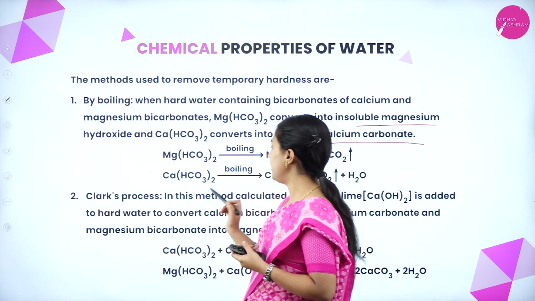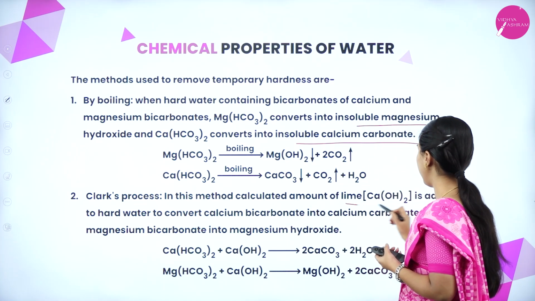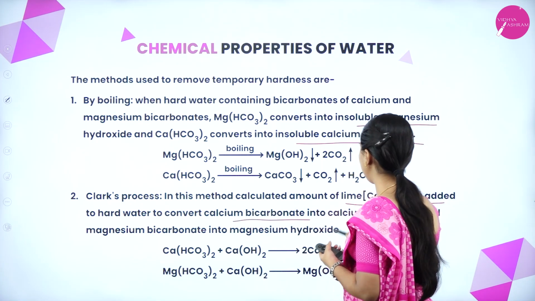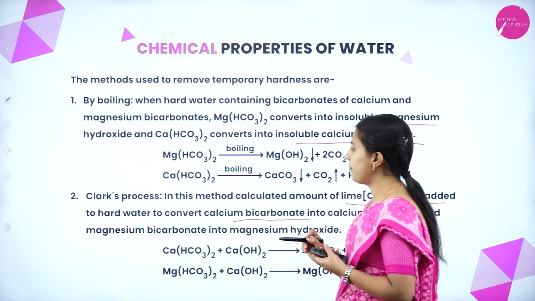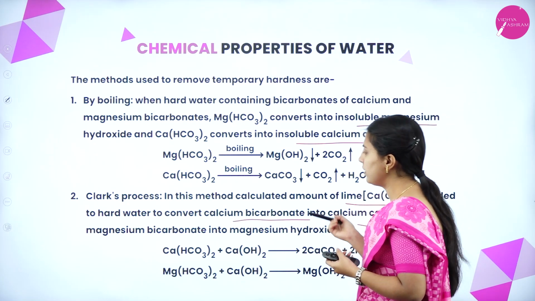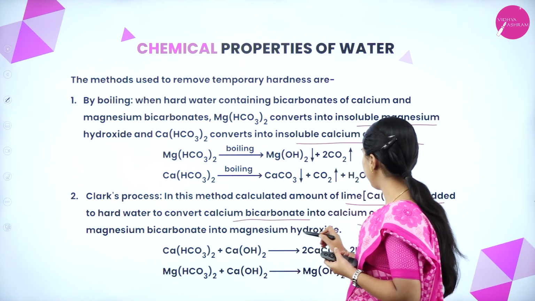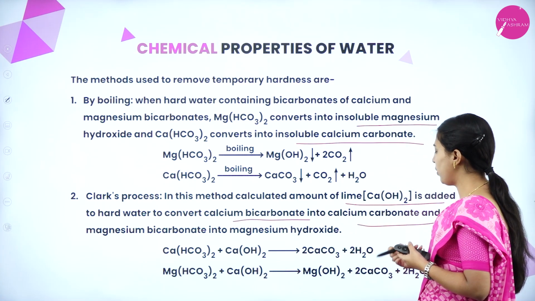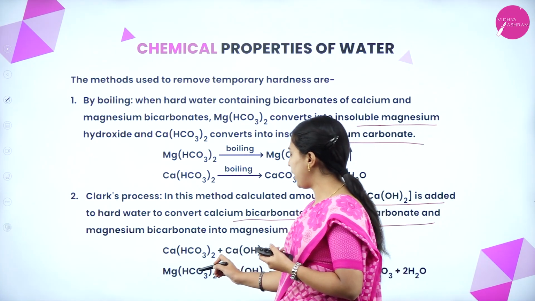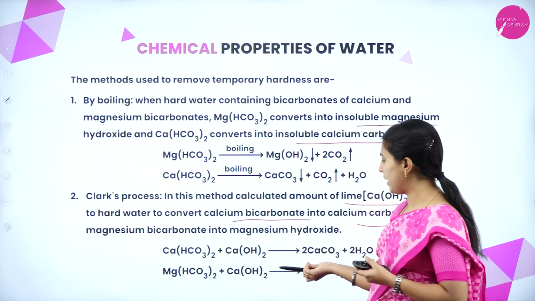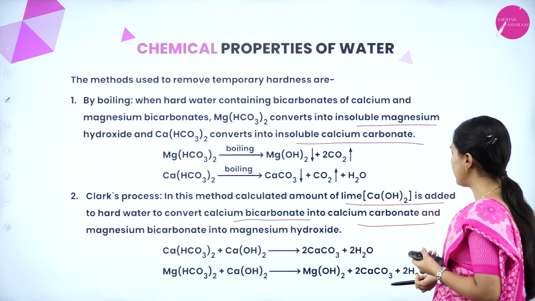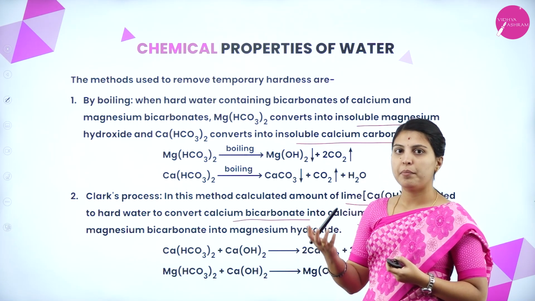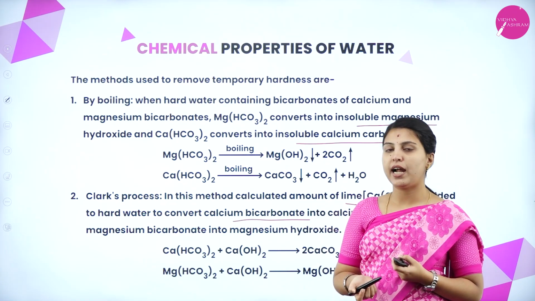Next, Clark's process. In this method, a calculated amount of lime is added to hard water to convert calcium bicarbonate into calcium carbonate and magnesium bicarbonate into magnesium hydroxide. This is calcium bicarbonate, which is treated with calcium hydroxide, that is nothing but slaked lime, and calcium carbonate will be formed with a water molecule. This is magnesium bicarbonate, which is also treated with slaked lime, and magnesium hydroxide and calcium carbonate and also water molecules will be formed.